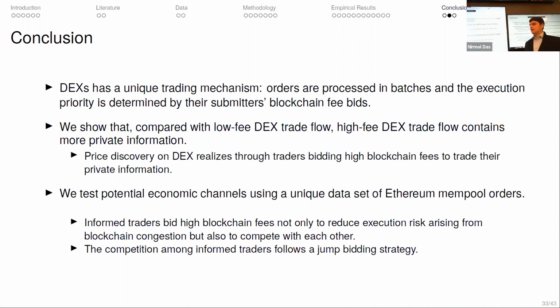And you can really see that traders are bidding high fees not only because they want to reduce execution risk, because they care about being executed in the block, but also because they are competing with each other. They really want to get first execution. In fact, they are competing in a jump bidding way. So they are not really engaging in a priority gas auction, but rather discouraging others or signaling their high valuation to other traders so that they get executed quickly.